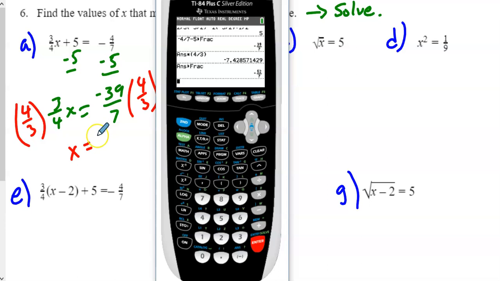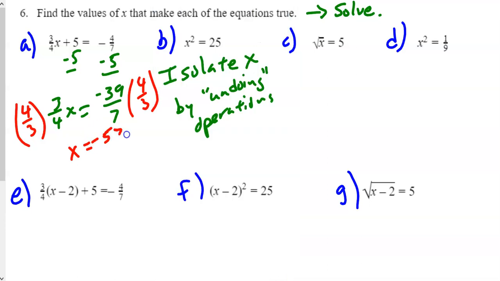So negative 52 over 7. Okay. All right, so let's take a look here at E.